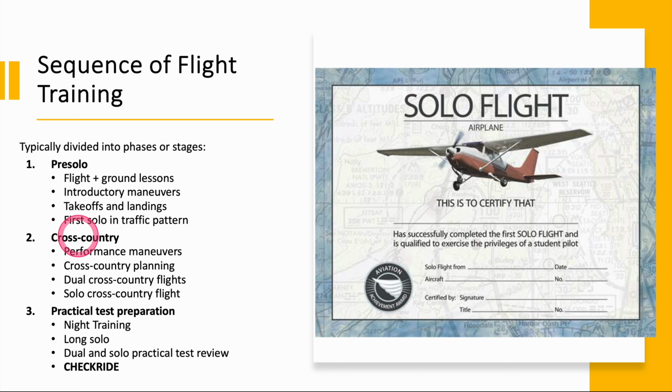Stage 2 is the cross-country stage. You learn how to do performance maneuvers and cross-country calculations. Given weather conditions and altitudes, you can calculate how long a flight will take you, how much fuel you're going to burn, stuff like that. Where it says dual, that just means you're with your instructor, and solo just means you're by yourself. You'll do a handful of cross-country flights with your instructor to get the hang of it. Once you're both comfortable, they will send you somewhere by yourself and you'll most likely come back.